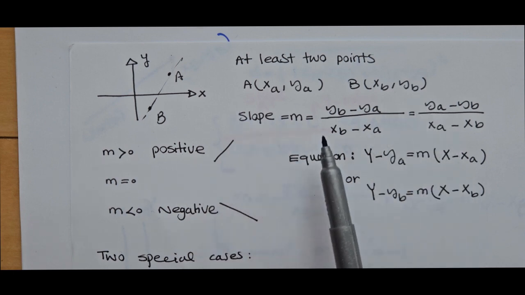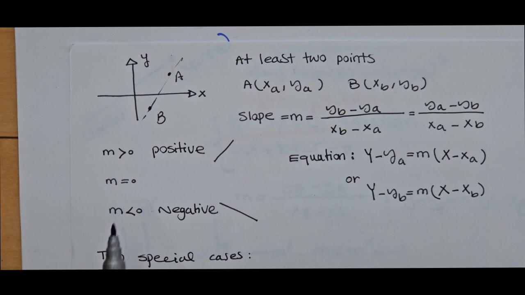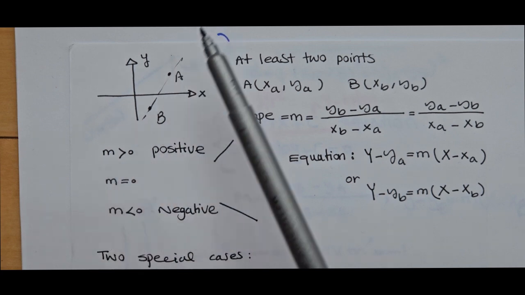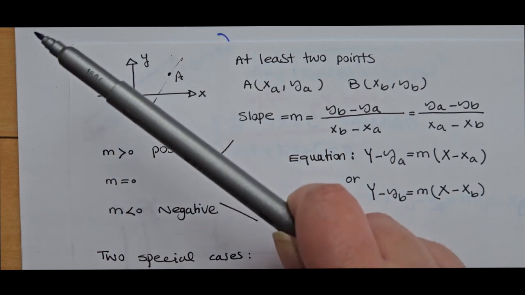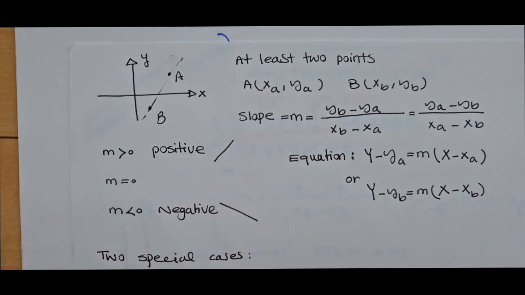To find the slope, this is the formula you could use, okay? And then depending on the slope, it could be positive, 0, or negative. If it's like this way, it would be positive. If it goes this way, it would be negative, right? So if you want to find the equation, we can use either of these formulas, right? It's the same. So you can either use the starting point or use the end point. It doesn't make any difference, right?